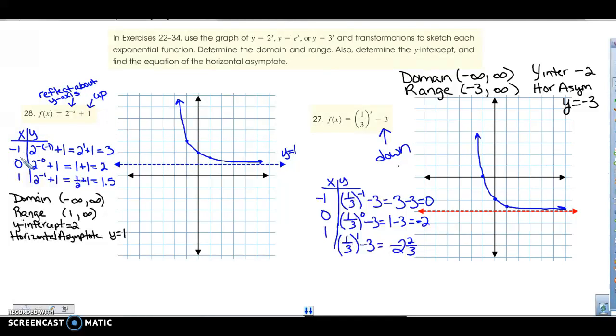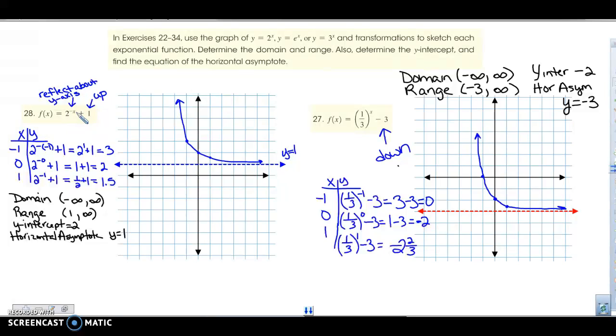Now, to actually plot points, notice I'm using the same generic points, -1, 0, and 1. Sometimes you have to choose more, but this is a good place to start. If I put in a -1 for x, that would be 2 to the negative times -1, which would end up being 2 to the positive 1 power plus this one here, and so you get 3. So notice -1, 3 is identified. Then when you plug in a 0 for x, that becomes 2 to the 0 power, which is 1. 1 plus 1 is 2. So we plot 0, 2.